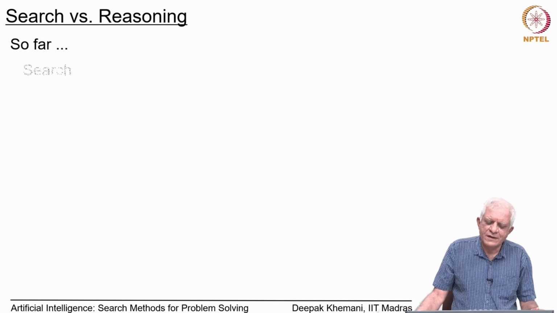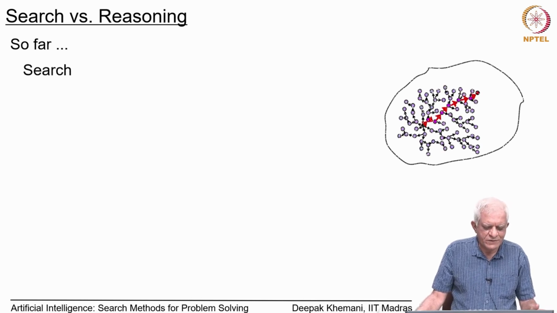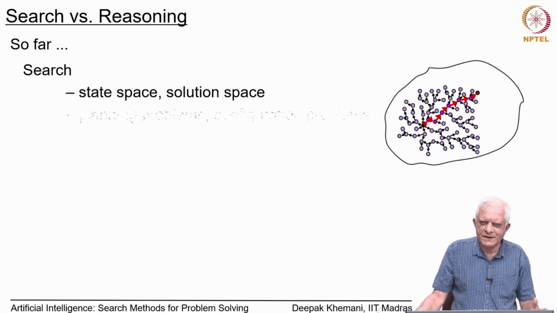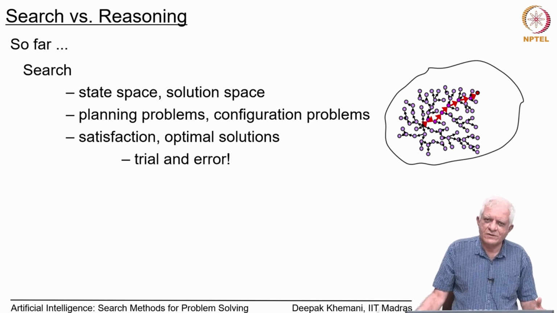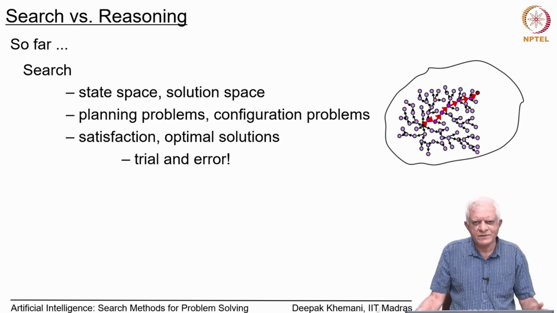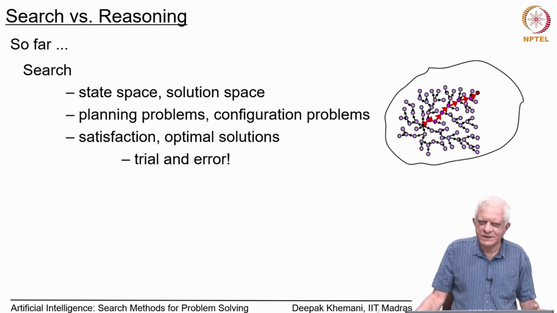So far we have looked at two things, search and reasoning. In search basically we explore some space, it can be a state space or a solution space. We can be solving a planning problem or a configuration problem. We may be looking for a solution or an optimal solution. In SAT, for example, any solution is as good as another, whereas in other things like TSP or pathfinding, optimal solutions are best. But the theme of search is trial and error.